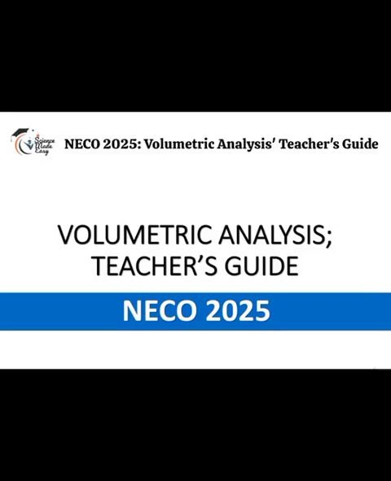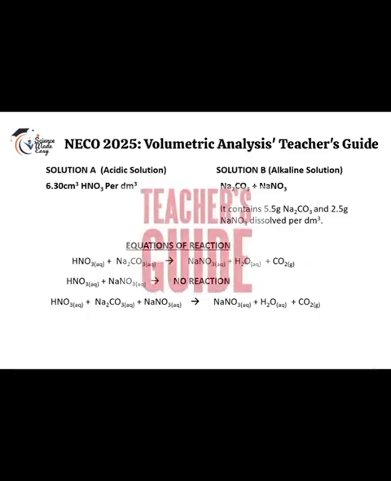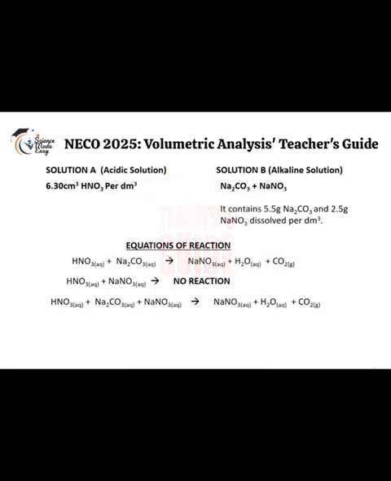In today's class, we'll be looking at the teacher's guide to volumetric analysis for the 2025 NECO chemistry practicals. Please note that this video is a teacher's guide. Now, solution A is the acidic solution, while solution B is the alkaline solution.